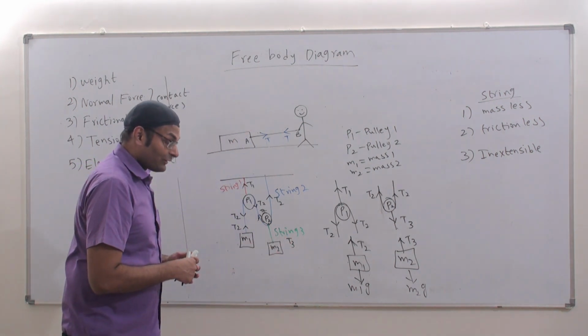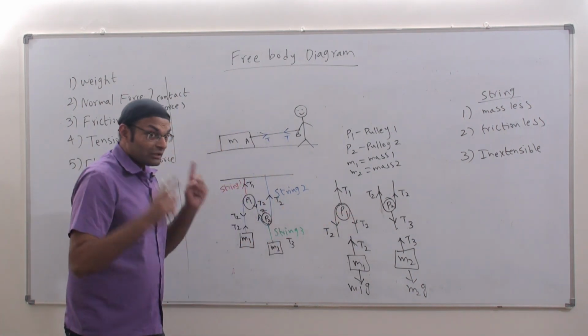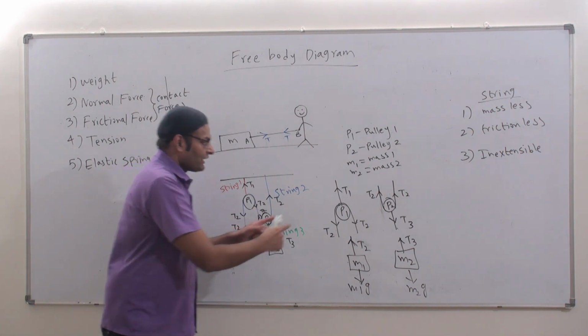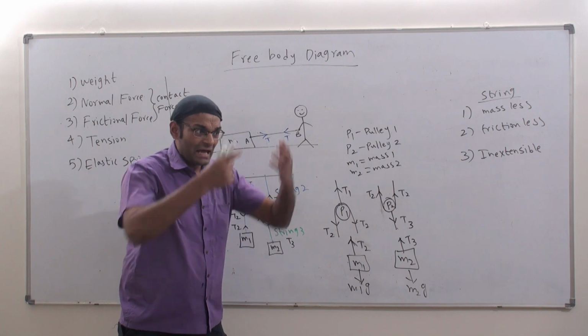So how did I do that? I take an individual object, I took P1. What are the tensions? You can see they are acting away. See what did I say? Tension always acts away from the point.